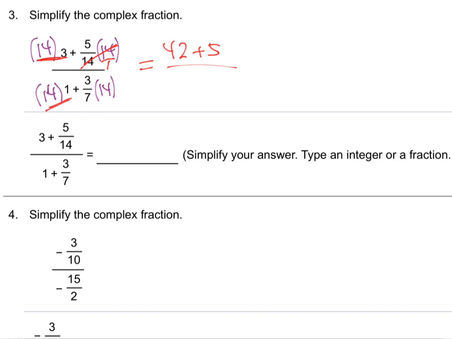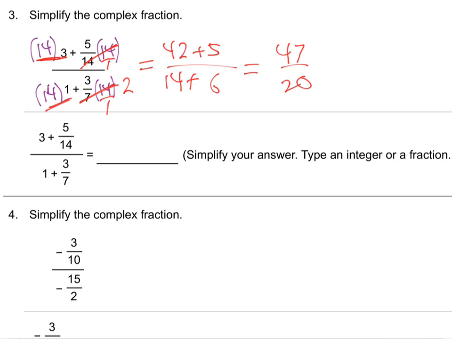On the bottom, 14 times 1 multiplies. And then here, 14 over 1. These cancel. 7 goes into 14 2 times. That's going to be 3 times 2, or just make it 6. Is that good so far? And what's that, 47 over 20?